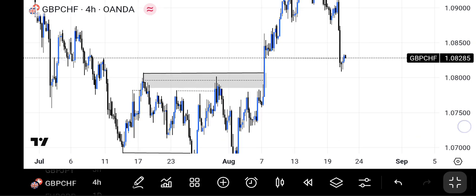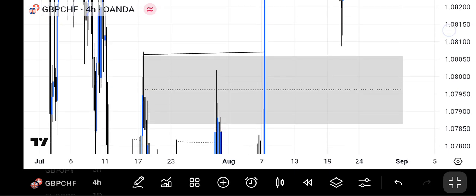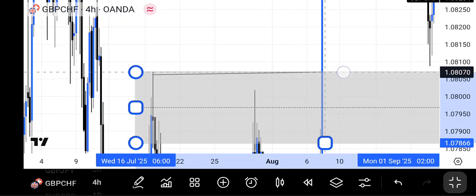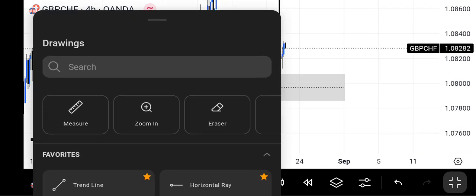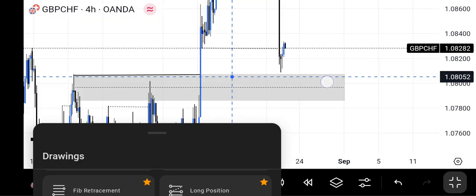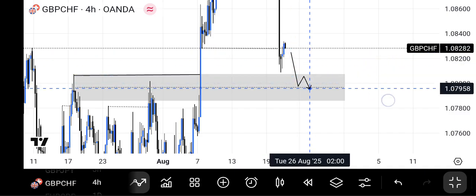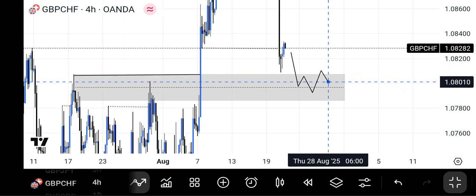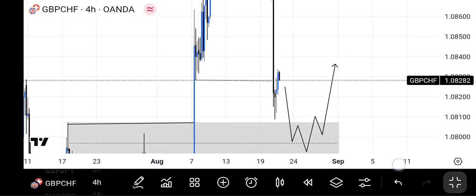Okay. So now I'm going to be expecting price to do what? To come back down here and mitigate that zone. And then get my proper entry for the buy. I'm expecting price to come back here. Come back here and do this in the 5 minutes. Okay. Come back and do this on the 5 minutes.